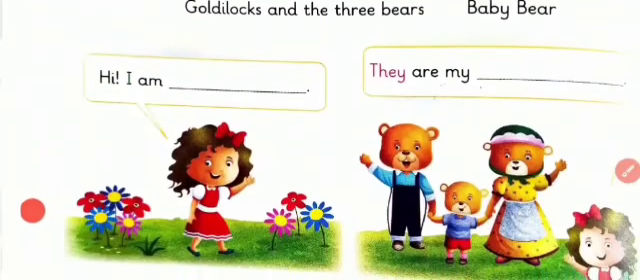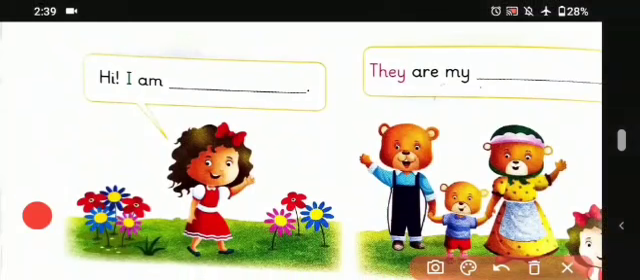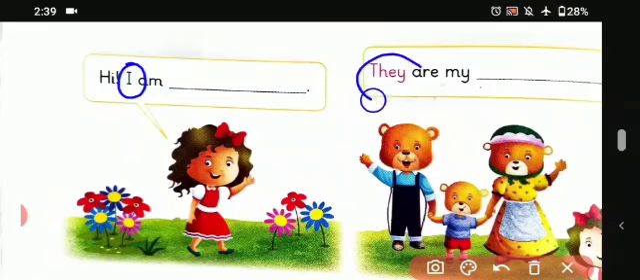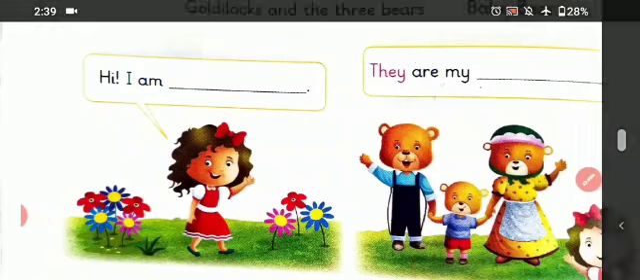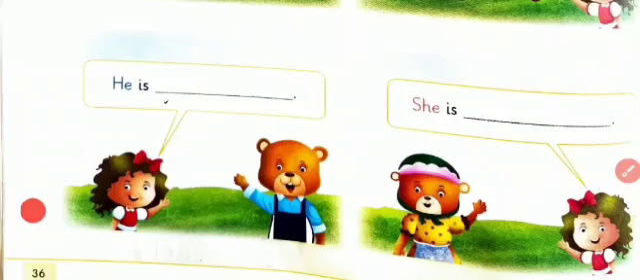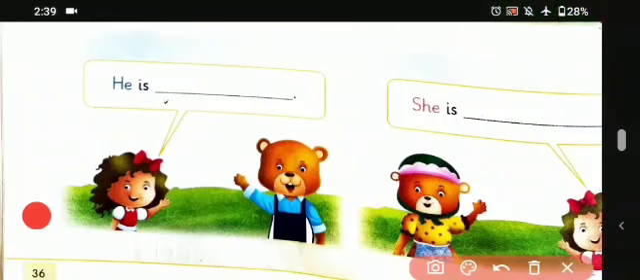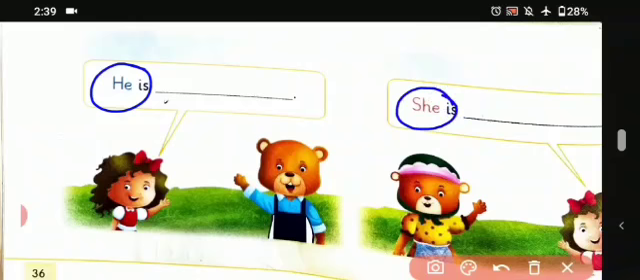Like, "Hi, I am Goldilocks." So what is the pronoun over here? I is the pronoun, and here they are my friends. So students, they is the pronoun. Likewise, he is father bear. So students, he will be pronouns. And the third one is she. She is a pronoun. That means she is a mother bear.